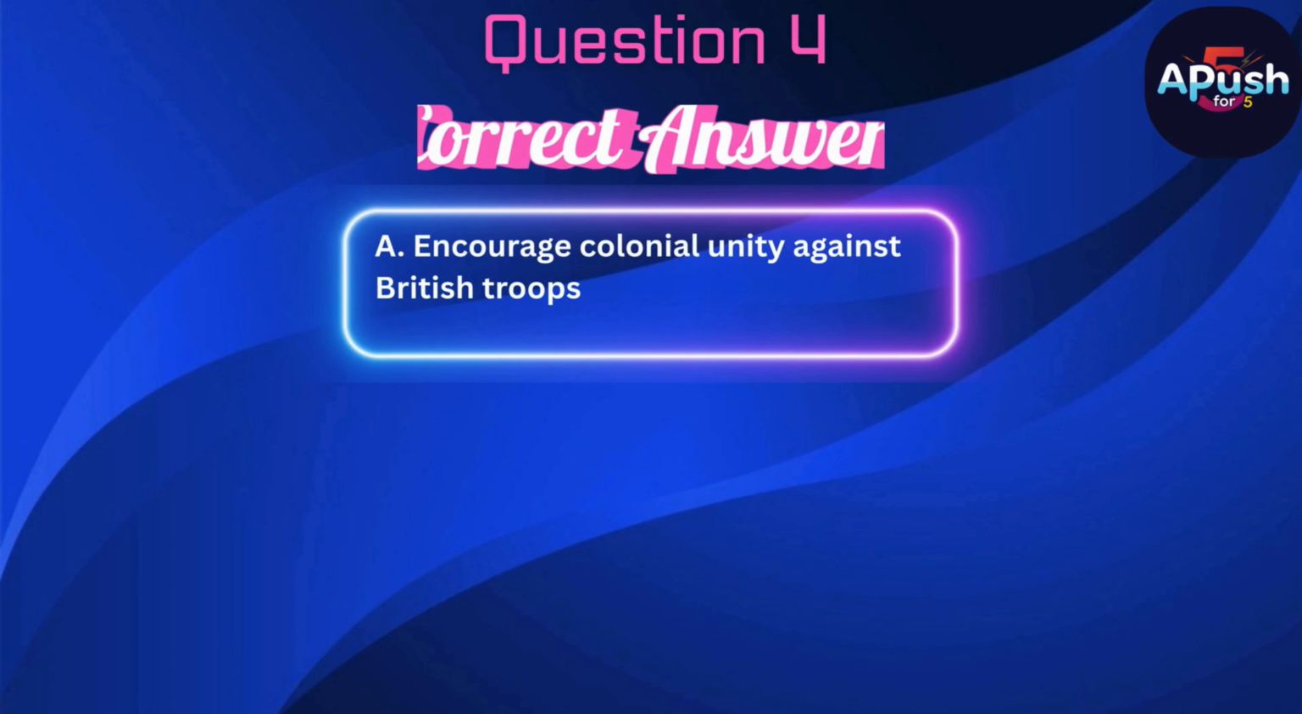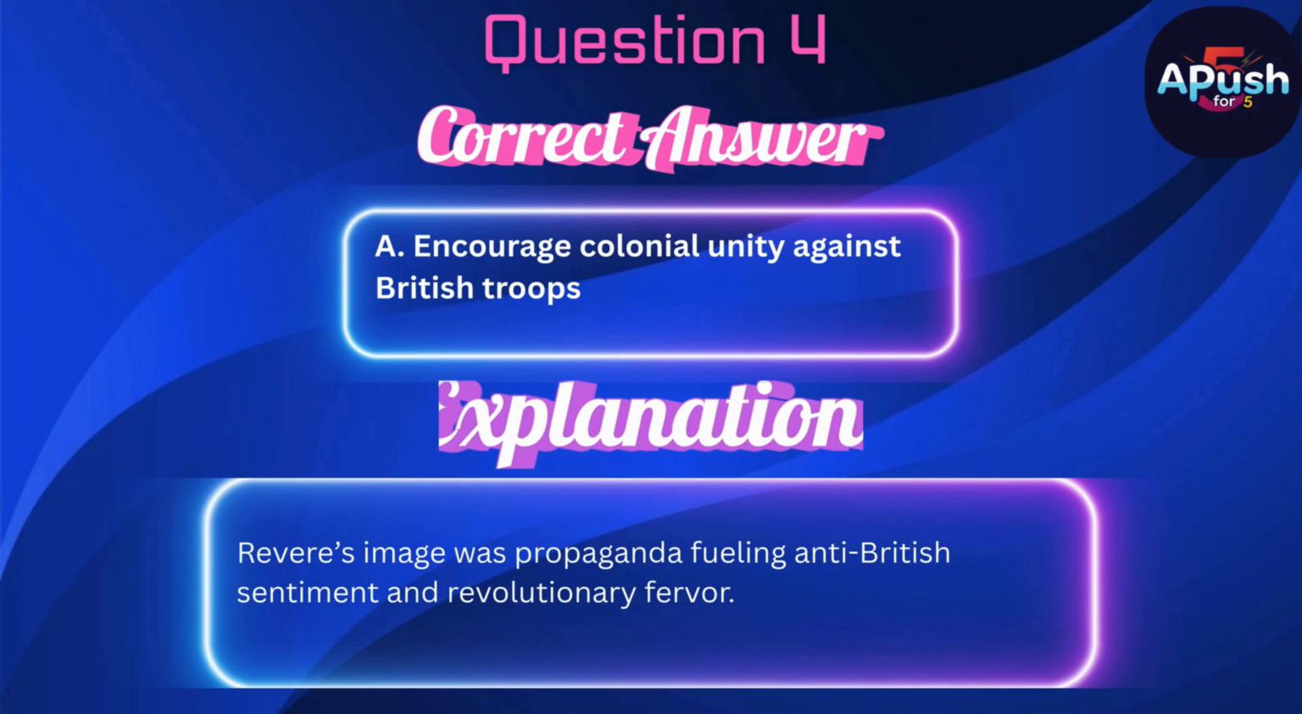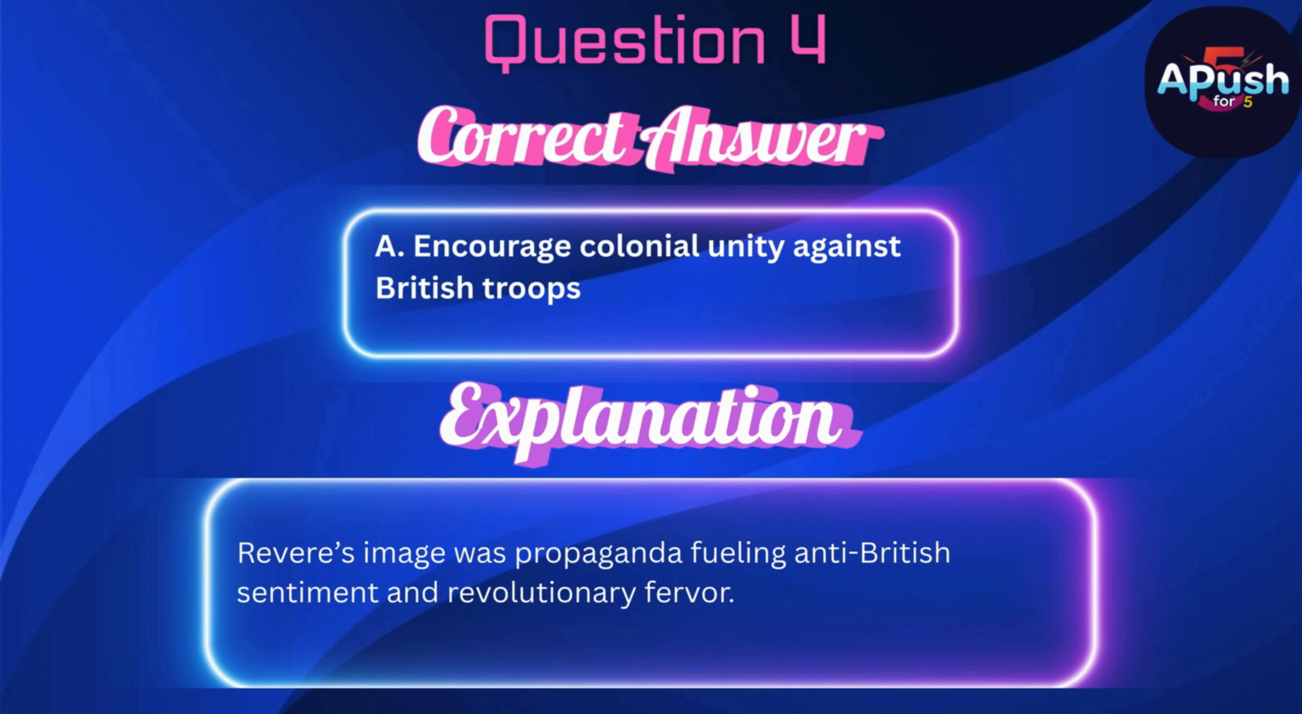Answer: A. Encourage colonial unity against British troops. Revere's image was propaganda, fueling anti-British sentiment and revolutionary fervor.